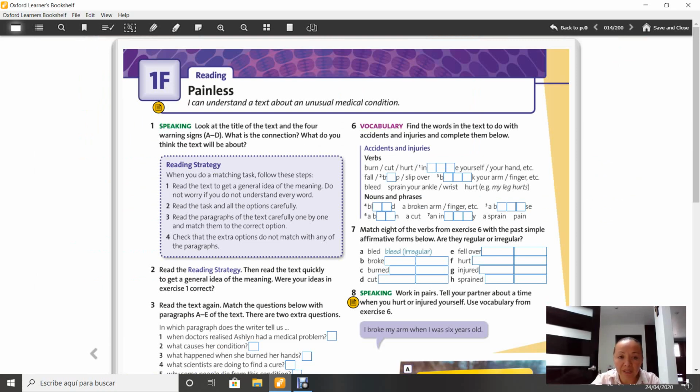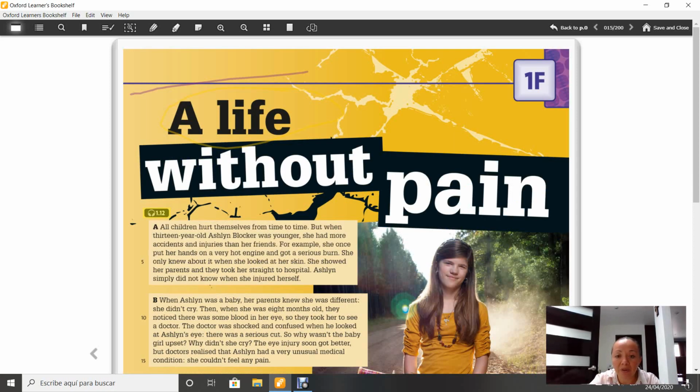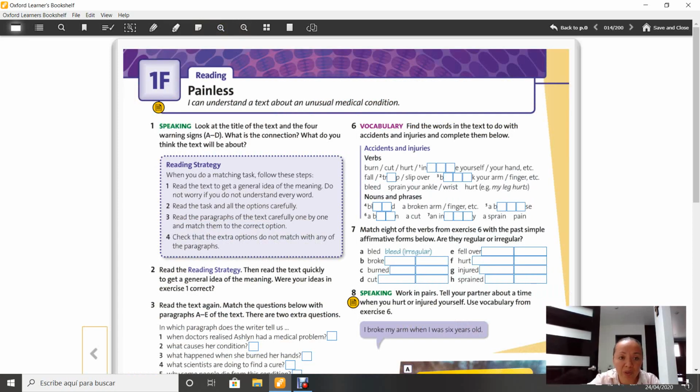And it says, look at the title of the text and the 4 warning signs, A to D. What is the connection? What do you think the text will be about? And in the other page, you have this, okay? And what's the title here? A life without pain. Can you imagine a life without pain? I think that won't be possible, okay? So let's check the exercises that we have here.